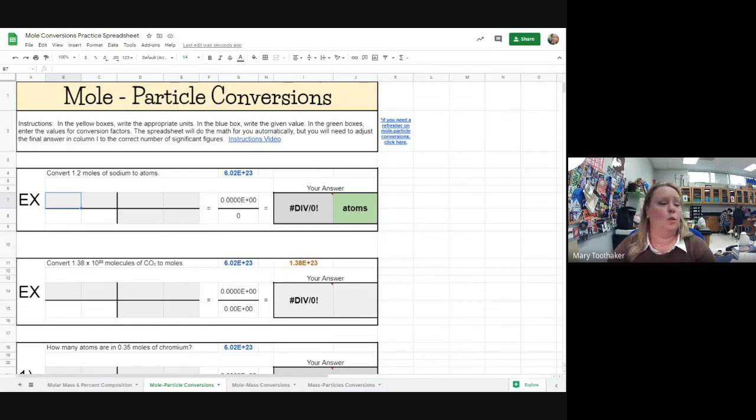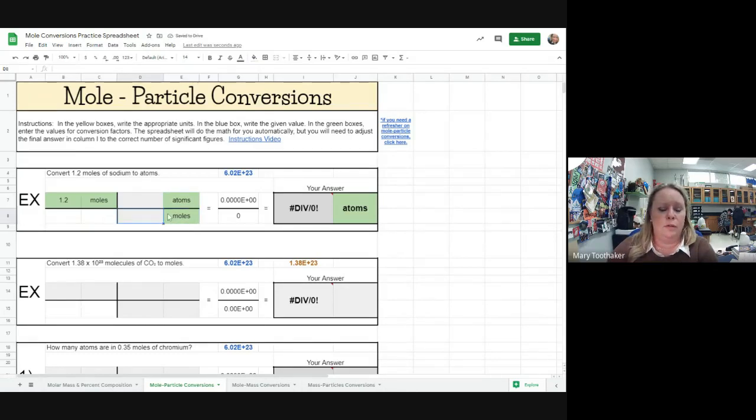What's the first thing you do when you're doing a dimensional analysis problem? Write the given. So what goes in that box right there? 1.2, and then the box next to it, the unit. And everything's green. What my unit means, I'm going to put moles down here again. And I'm converting from moles to particles. In this case, it's an element, so atoms would work as well.